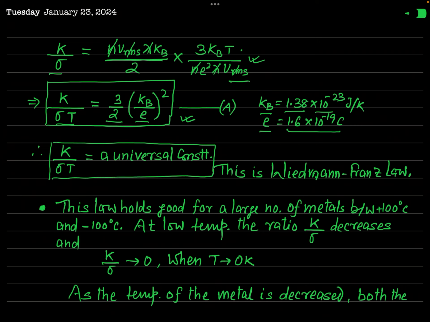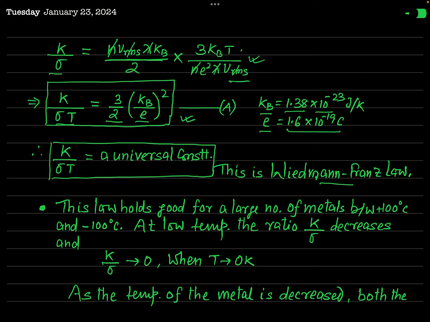Can you remember what this is? I have mentioned earlier in this lecture that K over sigma T is equal to a universal constant. This is simply the Wiedemann-Franz law. So you can see how easily we can obtain, or explain, the Wiedemann-Franz law on the basis of the Drude model. This is the derivation of this law on the basis of Drude theory. I think you have clearly understood each and every step of this calculation and discussion.